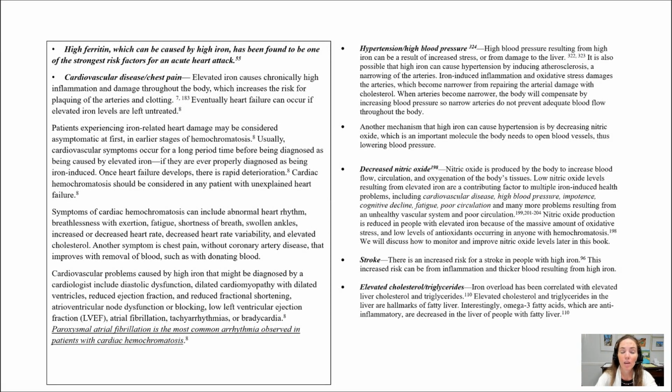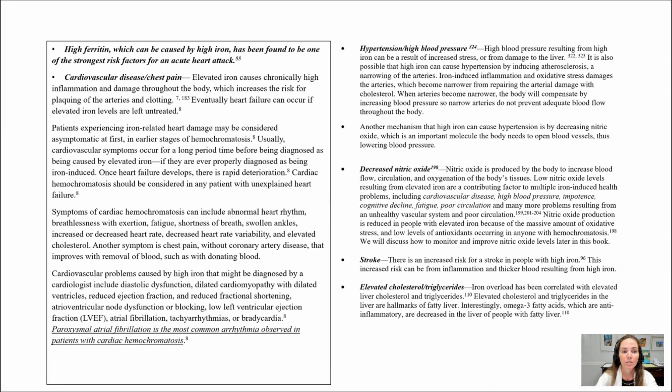You can actually have high ferritin and be anemic. That's called anemia of inflammation, which I'm not going to talk about today, but I talk about in the book. Now, if you have high ferritin and you have high iron, that's hemochromatosis and/or high iron saturation. And high ferritin, which is caused by high iron, has been found to be one of the strongest risk factors for an acute heart attack.